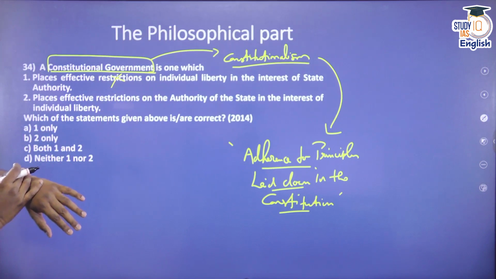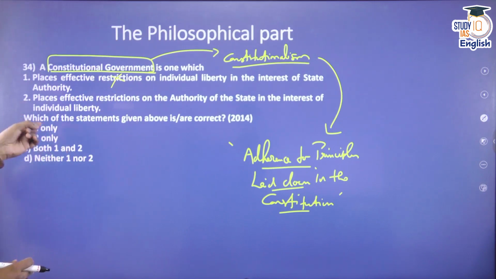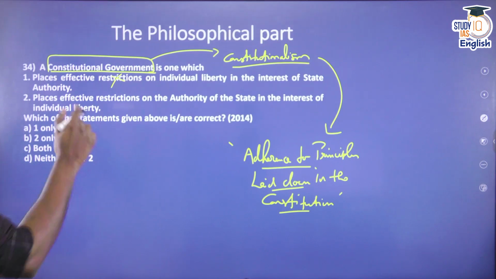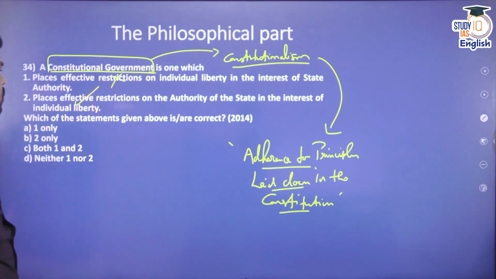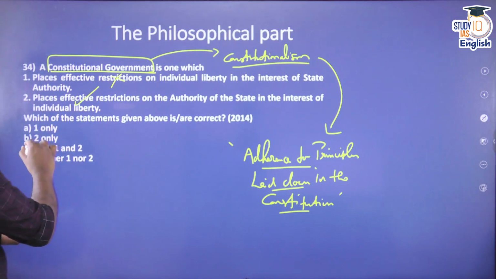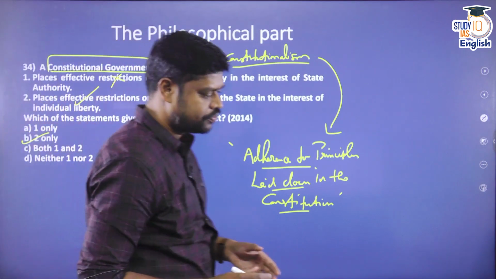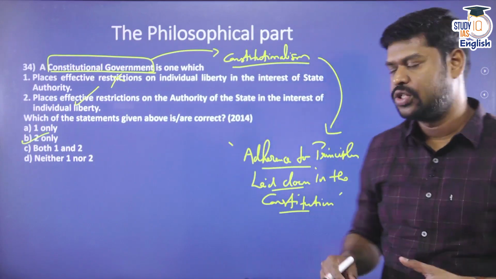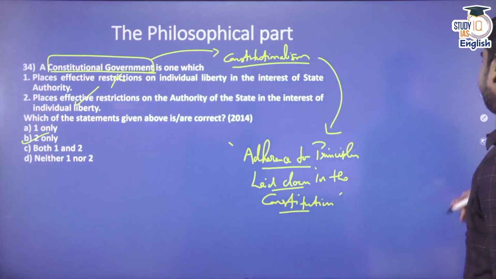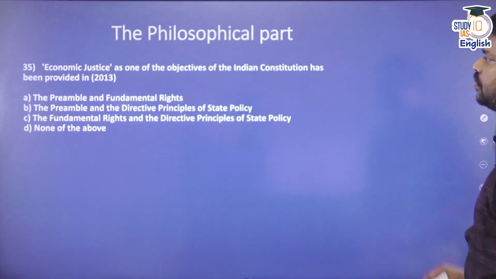So what is the right answer in this case? It places effective restriction on the authority of the state in the interest of individual liberty. This is the right statement. Which of the statements given above are correct? The correct answer would be option 2 only. We will quickly move to the next question. All these concepts are very, very important for the examination.